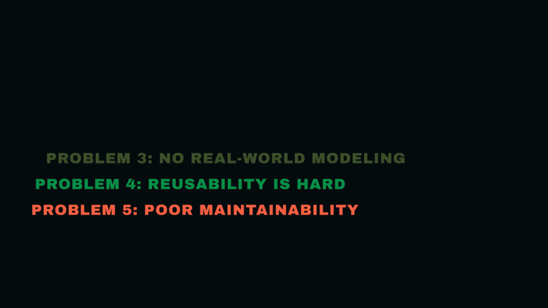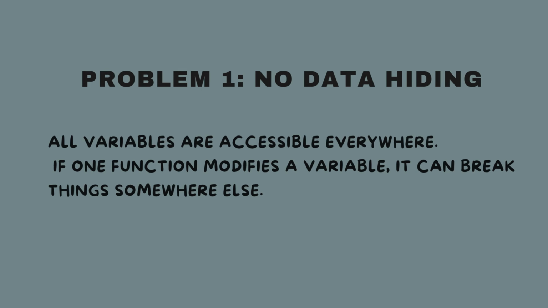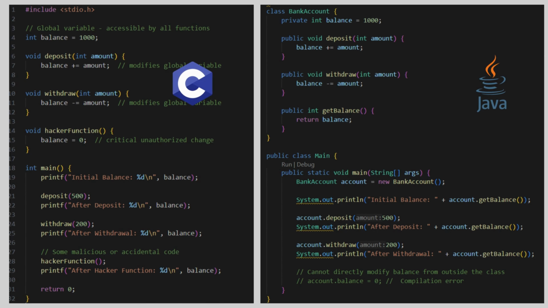The first problem is no data hiding, which means all variables are accessible everywhere. If one function modifies a variable, it can break things somewhere else. Let's understand this with an example. In this example, we have C programming language code on the left side and Java programming on the right side. Let's understand the C programming first.